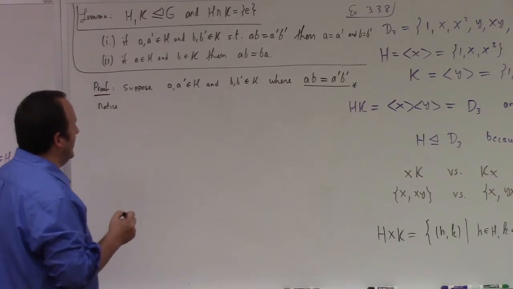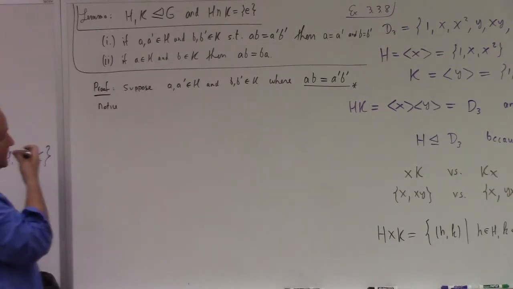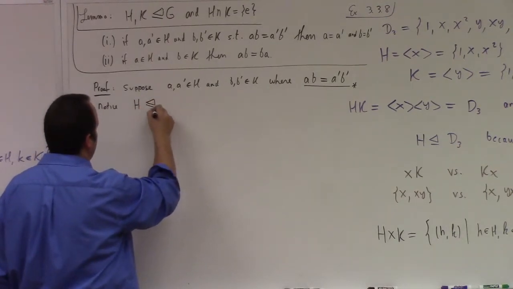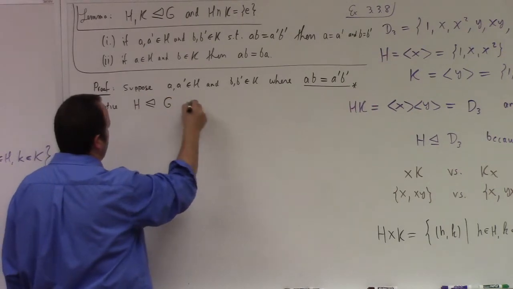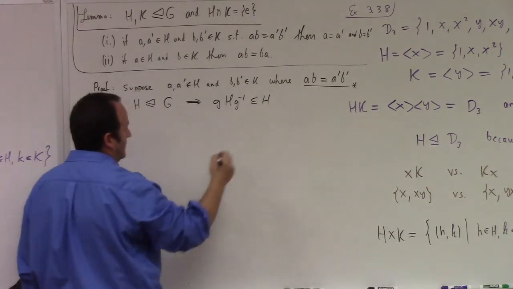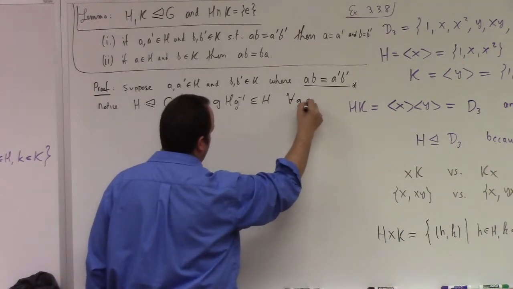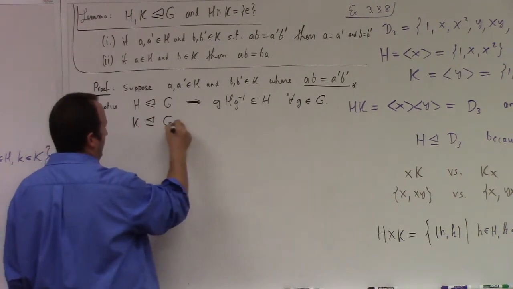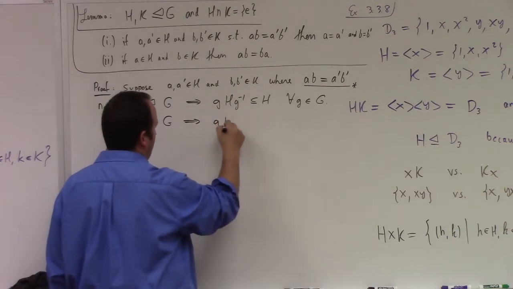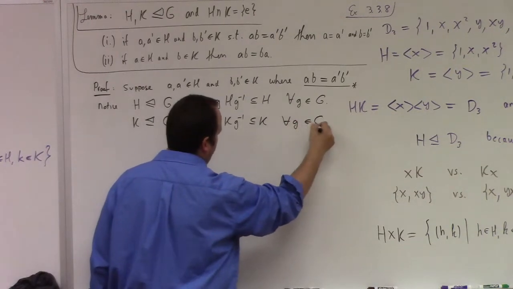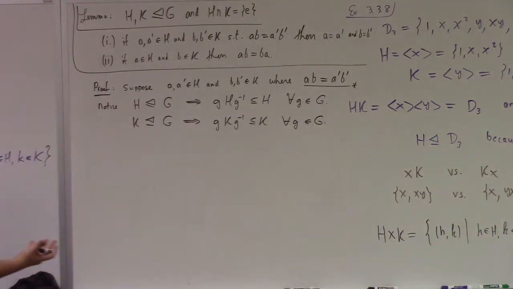Let's see here. What do we know about... let's write down what we know about the normality. So we have that to work with, right? Normal subgroup of G implies what? That implies gHg⁻¹ is a subset of H, right? For all g in G, yeah? And K, a normal subgroup of G, implies that gKg⁻¹ is a subset of K for all g in G, yeah? So that's what normality entitles us to. We should try to use that. Yeah?